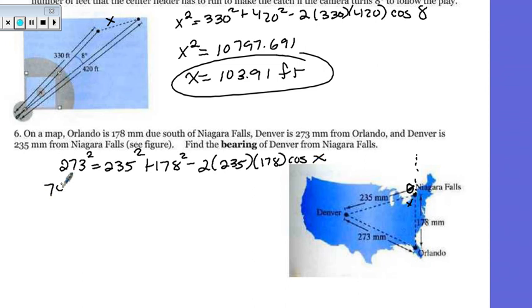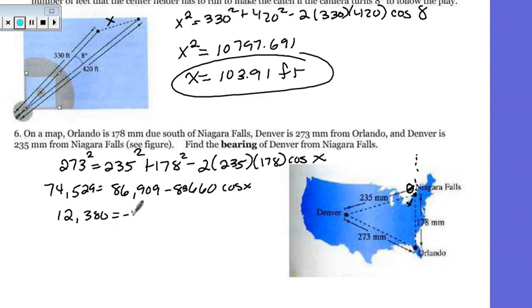On the left here, we get 74,529 is going to equal 86,909 minus 83,660 times the cosine of x. Subtracting over here, I wind up with negative 12,380 is equal to negative 83,660 cosine of x.